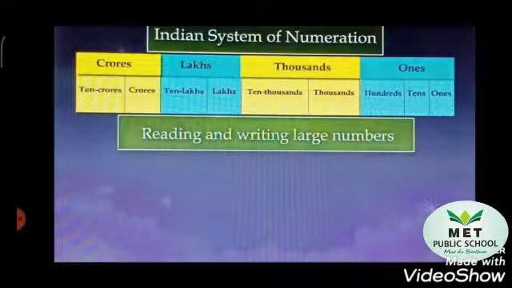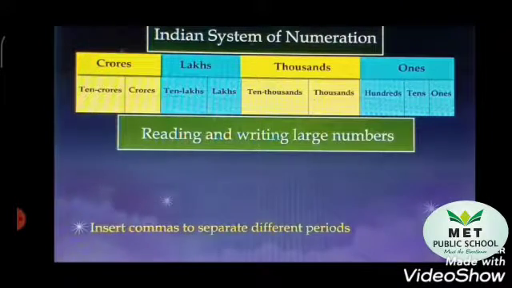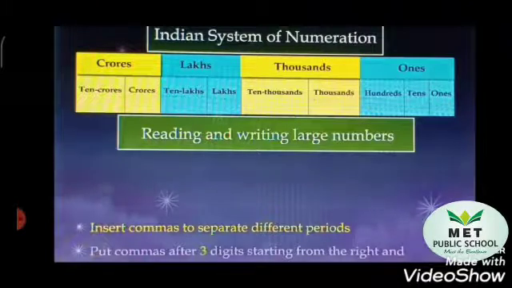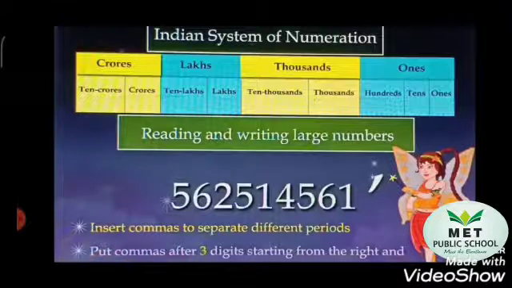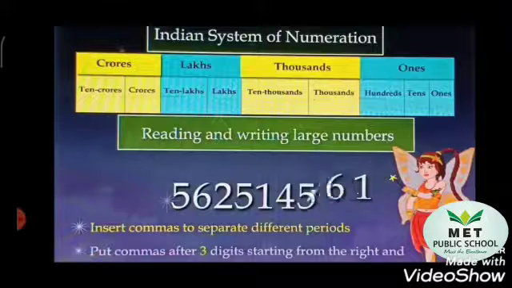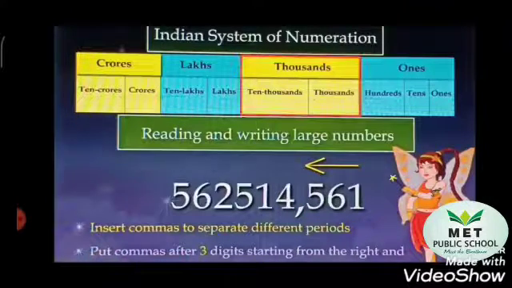Now let us see reading and writing of large numbers. Insert commas to separate different periods. Put commas after 3 digits starting from the right. As mentioned in the above columns, 4 periods are there: ones, thousand, lakhs and crore. In ones, there are 3 sub-periods, so you put a comma after 3 digits. In all the remaining periods, there are 2 sub-periods, so you put a comma after every 2 digits.